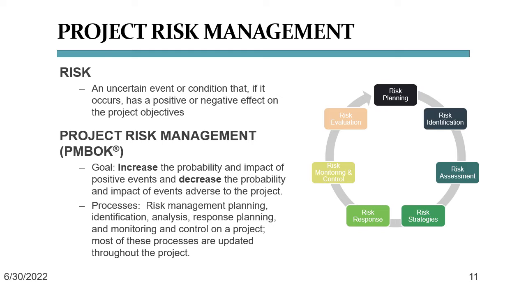So if a risk is an uncertain event or condition that, if it occurs, has a positive or negative effect on the project objectives, we can use continuous risk management to increase the probability and impact of positive events and decrease the probability and impact of events adverse to the project. There's a sequence of processes for this. These processes help us reduce project risks quickly, methodically, and with the least incremental cost to our project. They are risk planning, risk identification, risk assessment, developing risk strategies, defining a risk response, risk monitoring and control, and risk evaluation. Remember that these processes happen not just once in a project, but all the time. There will always be new risks that come your way, and it's your job to find, evaluate, and manage them.